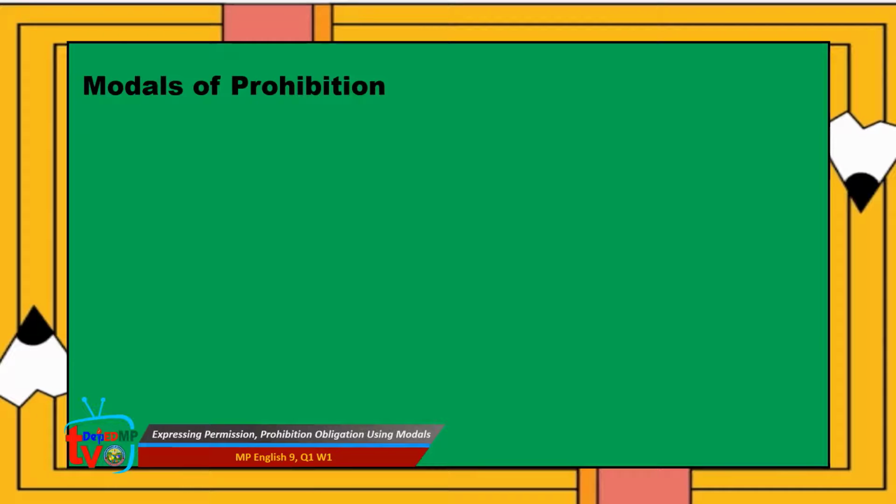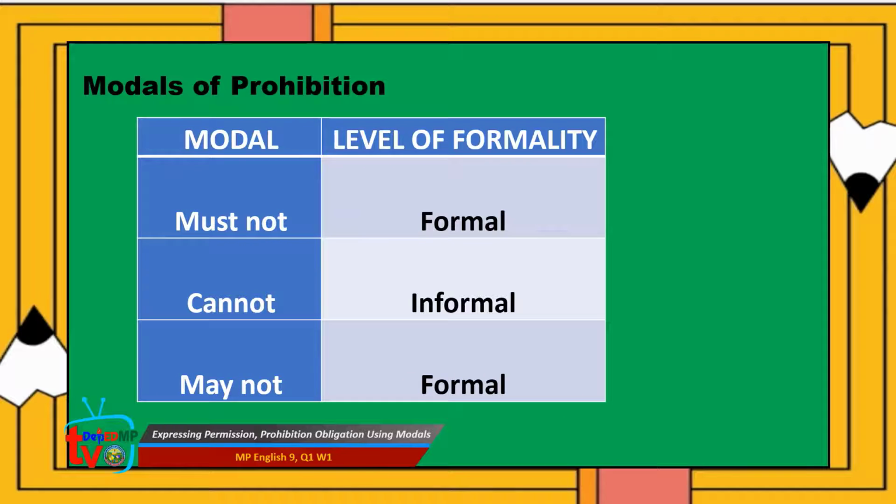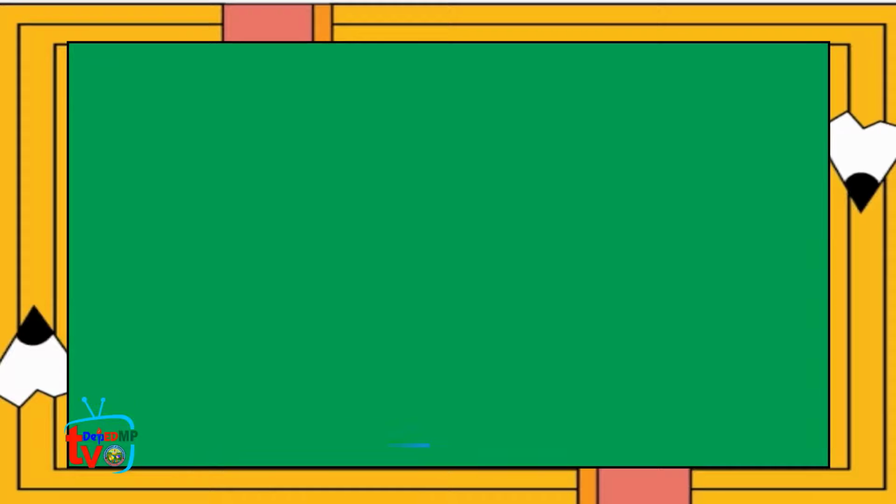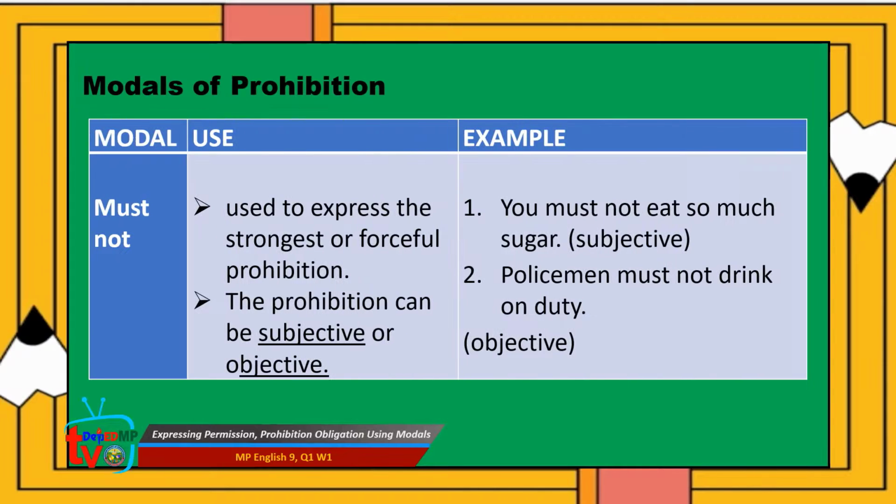In the modals of prohibition, we have 3. We have must not, cannot, and may not. Let's first look into the level of formality. So for must not, it is formal, cannot is informal, and may not is formal. Let us now look into the uses of the 3 modals of prohibition. Let's start with must not.